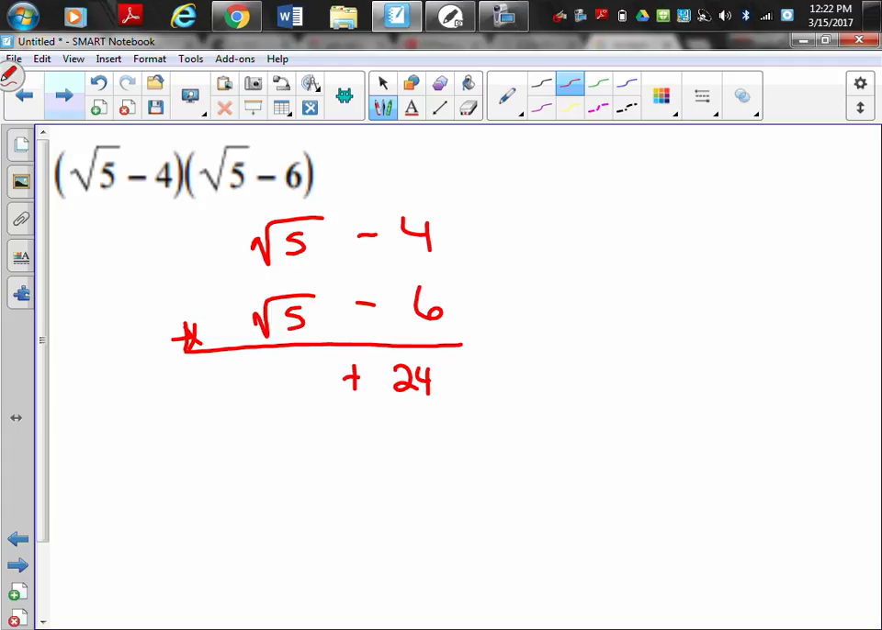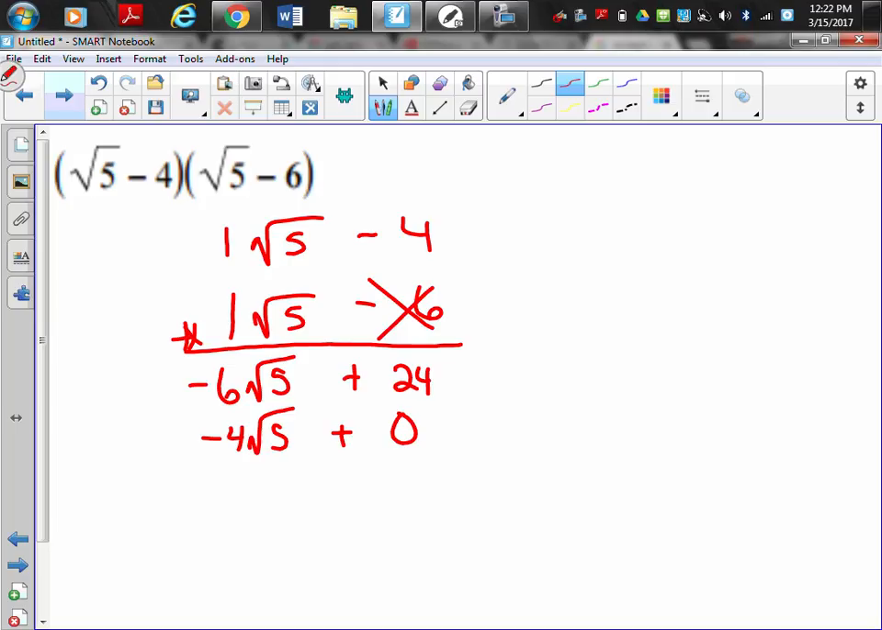Negative 6, what's my coefficient? 1. So negative 6 times 1, so negative 6 square root of 5. Alright? So I'm done with this, so that gets a 0. Move to the next column. What coefficient is in front of this? A 1. So 1 times negative 4, so negative 4 square root of 5.